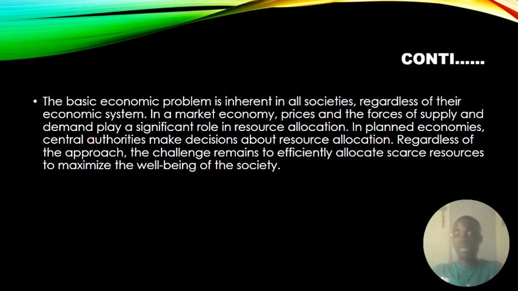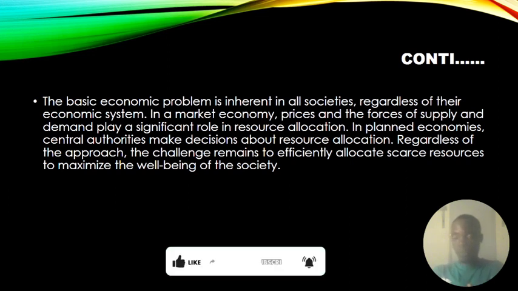That's where we talk about Adam Smith's invisible hand. The price mechanism is the one which allocates resources in a free market economy by using the forces of demand and supply. We are going to look at that in depth once we do market systems. In planned economies, central authorities make decisions about resource allocation. Regardless of the approach, challenges remain to efficiently allocate scarce resources to maximize the well-being of society. In a planned economy, the government plays a central role in resource allocation. That's very important whenever we're discussing the basic economic problem.